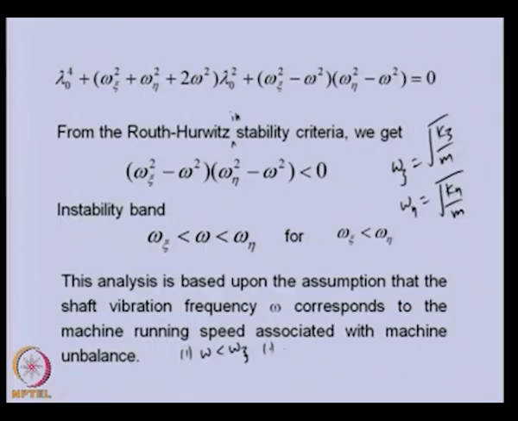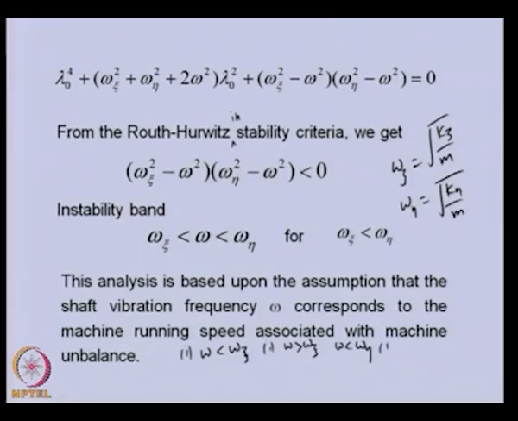Second case, when omega is more than omega xi, but omega is less than omega eta. In that case this is more than this, so this quantity is negative, but this is less than this, so this is positive. Negative times positive becomes negative. That means for this case the system will be unstable, because now it satisfies the instability condition. So when omega is in this range, we find that this becomes negative.